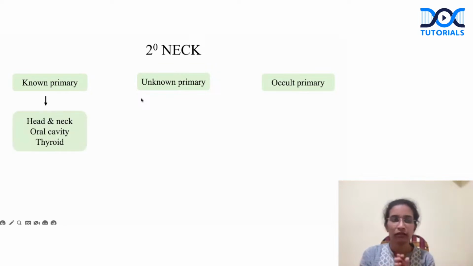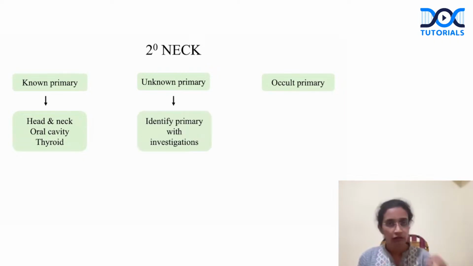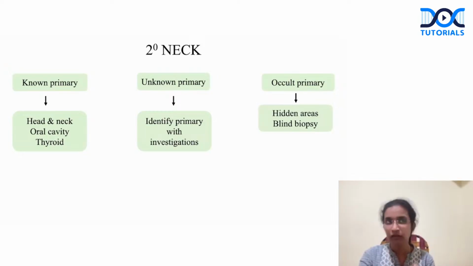So, known primary, probably the oral cavity or the thyroid, basal cell carcinomas in the head and neck region, or squamous, any cutaneous lesions. For all of these, you need to go in search of these regions or anatomy. Unknown primary, mostly you will be able to identify with the investigations. And in occult primary, usually the primary pathology will be arising from hidden areas, for which you need to do a blind biopsy.